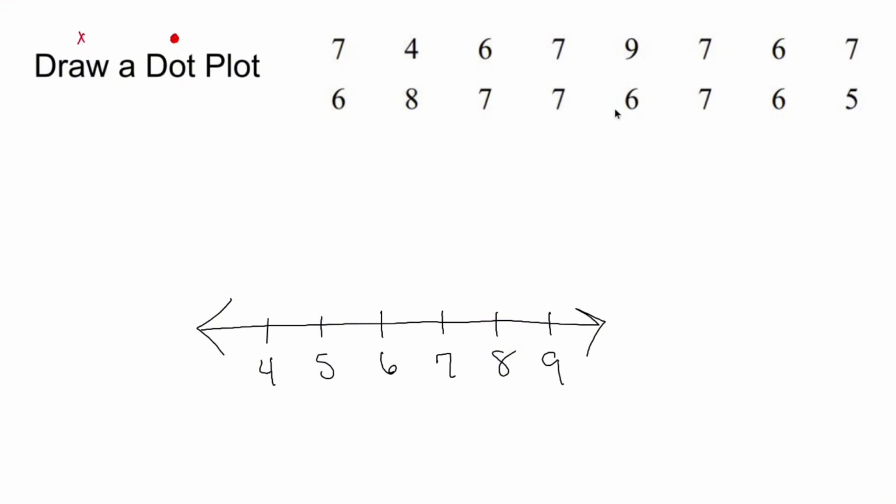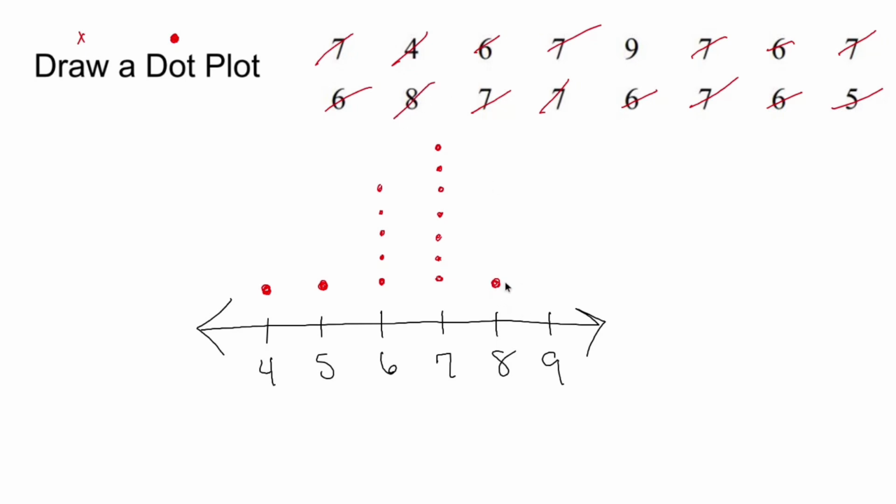And the way I do this to make sure that I don't make any mistakes because of my ADHD brain: we have one dot for 4, so let's put a dot there. Let's cross it out. We have one 5, and that's it, so put a dot there for 5. Then 5 sixes, 7 sevens, an 8, and a 9.